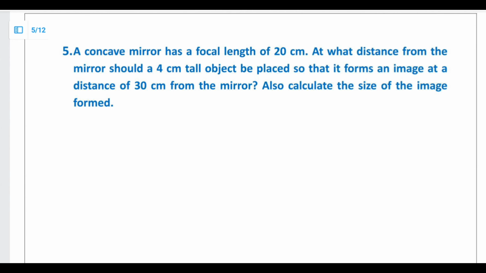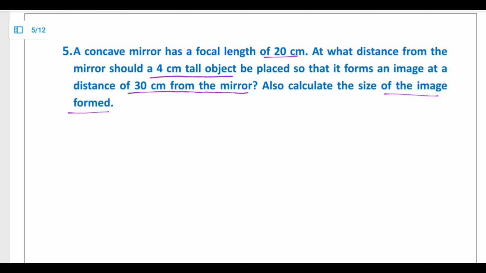Next question. A concave mirror has focal length 20 centimeters. At what distance from the mirror should a 4 centimeter tall object be placed so that it forms an image at a distance of 30 centimeters from the mirror? Also calculate the size of the image.